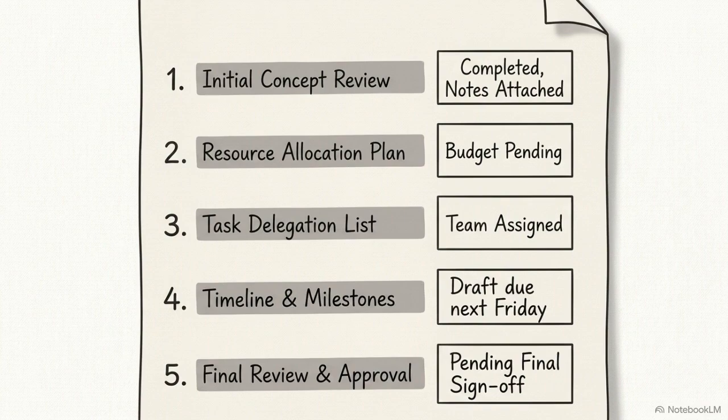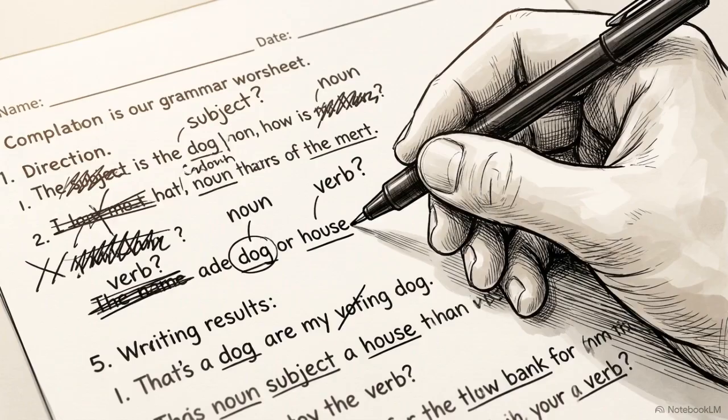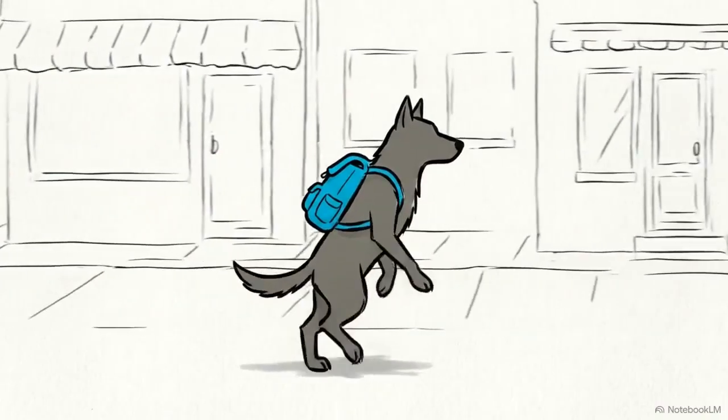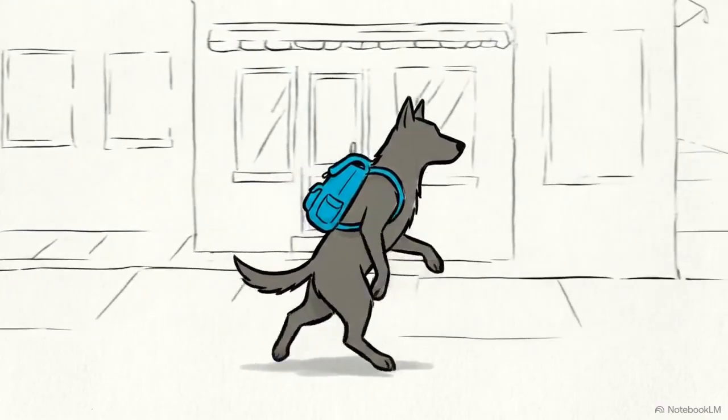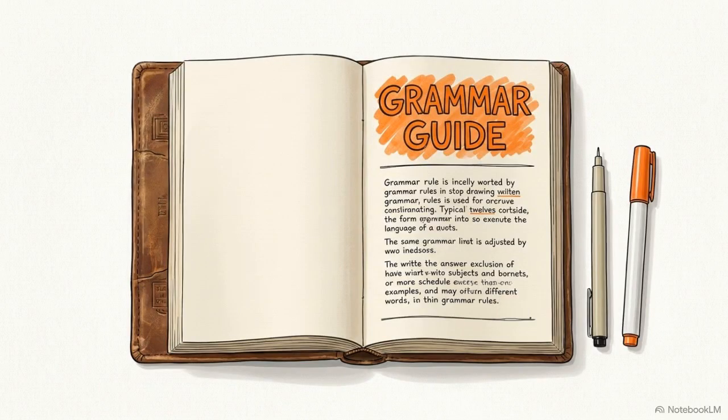But before you start deploying these new complex participle phrases in your own writing, we have to run a strict quality control check. You have to watch out for misplaced participles. This happens when a writer accidentally attaches their new adjective phrase to the completely wrong noun. Take this incorrect sentence. Walking down the road, the dog barked at me. Because of how it's written, the sentence logically claims that the dog is the one walking down the road, like a human. To fix this, you must follow the golden rule of participle placement.